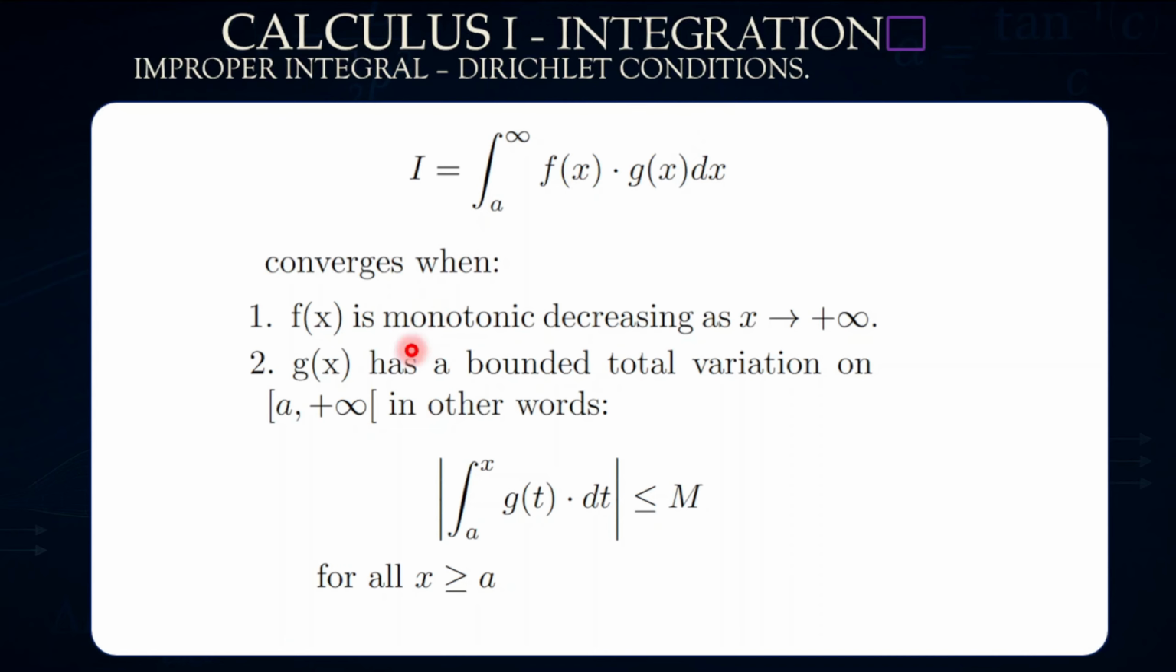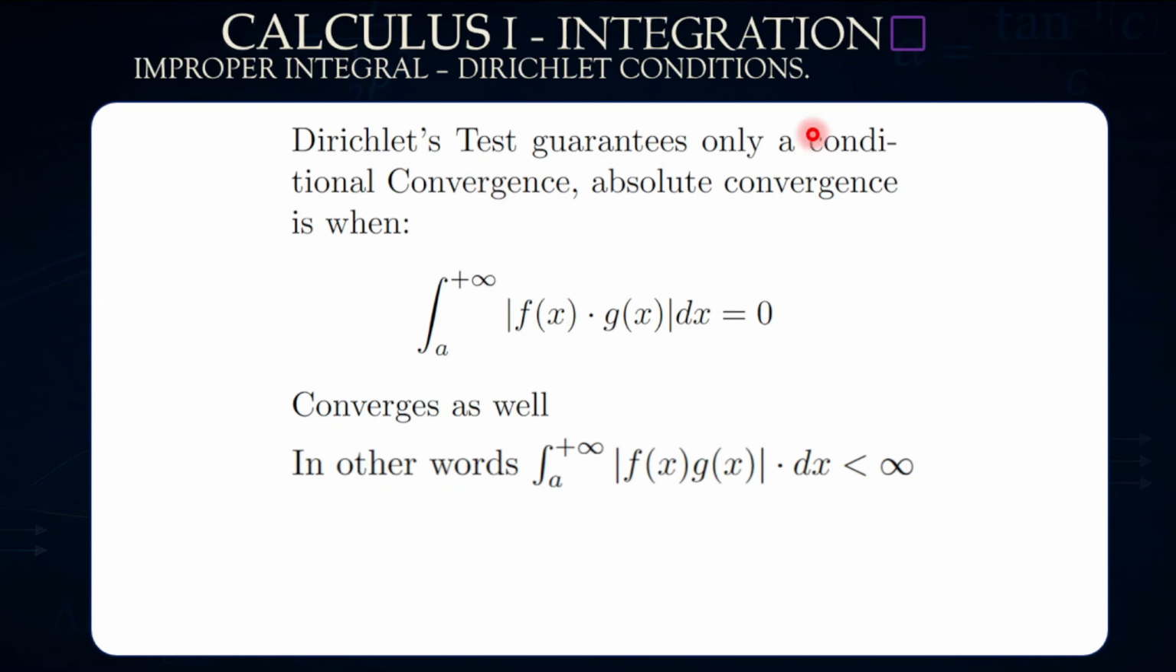When f(x) is monotonic and decreasing gradually to 0 as x goes to plus infinity, that's one of the conditions. Then g(x) also at the same time has a bounded total variation on a to plus infinity. In other words, the absolute value of the integral from a to x of g(t) dt is always less than or equal to M for all x greater than or equal to a. Dirichlet's test guarantees only a conditional convergence.